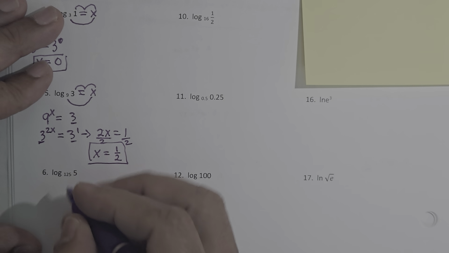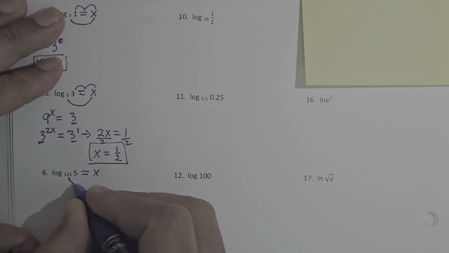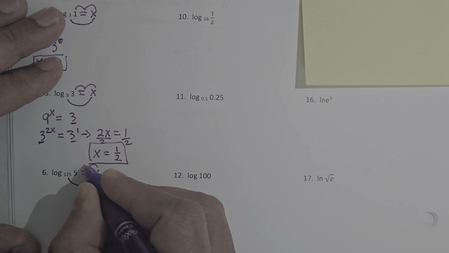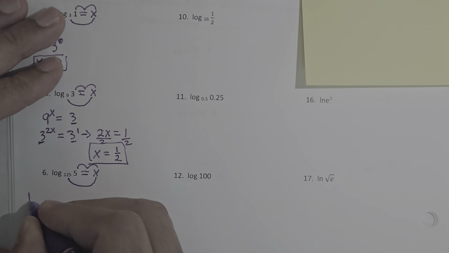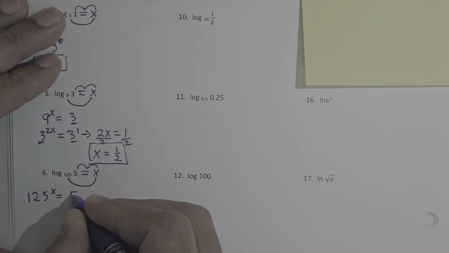Okay, next example. Set this equal to x, then raise the base to this power and set it equal to 5. So we have 125 to the power of x is equal to 5.